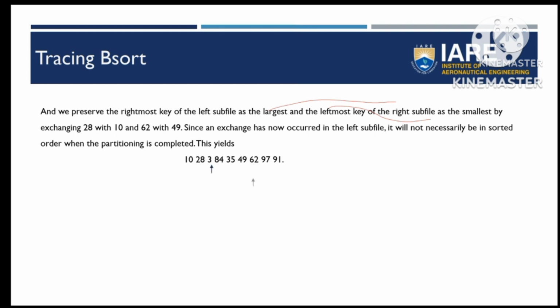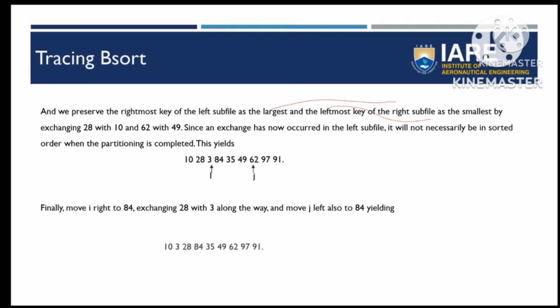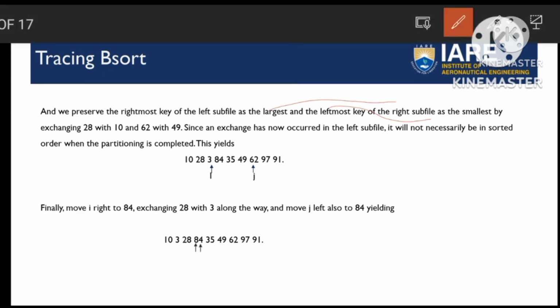Now i moves to the 3 and j moves to 62. Finally, move i right to the 84, exchange 28 with 3 along the way, and move j left to 84 as well. Now we can see i and j point to the same 84. You can see on my screen i and j point to the 84 now.